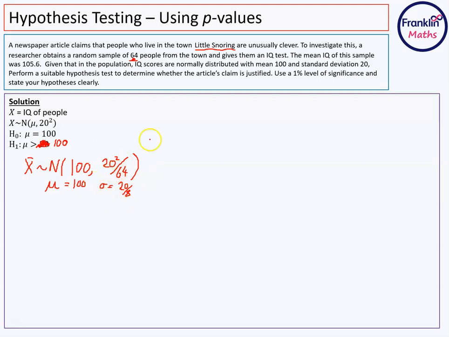Okay, so what we're going to do is test p-values. So we found that the mean here was 105.6. So we're going to try and find out basically what the p-value was, what the probability. Now we haven't done this for a while because we've been doing lots of the other bits and pieces. We do need to revisit. So we're trying to find the probability that the sample mean was greater than or equal to 105.6.